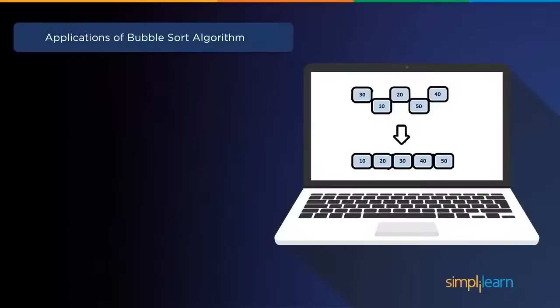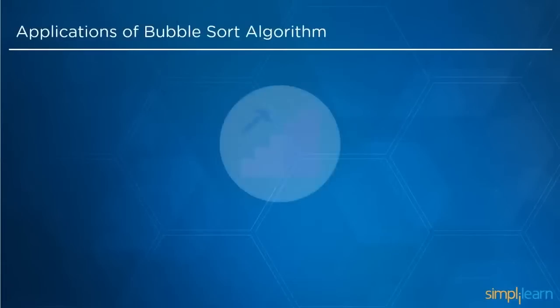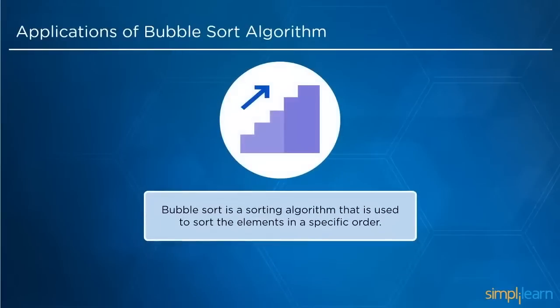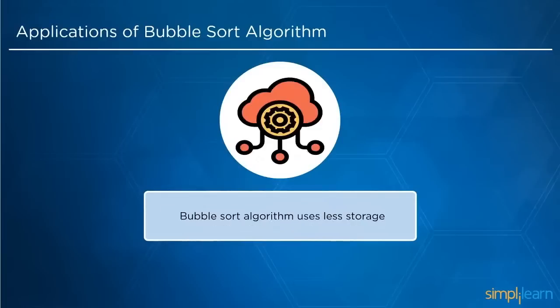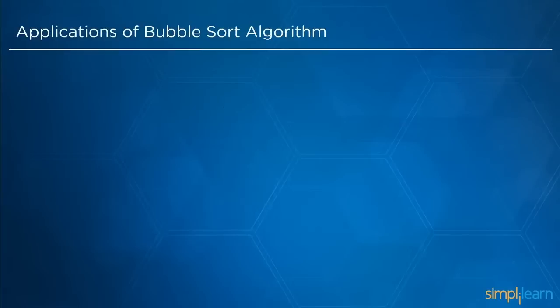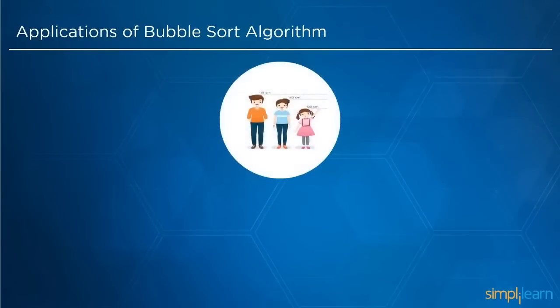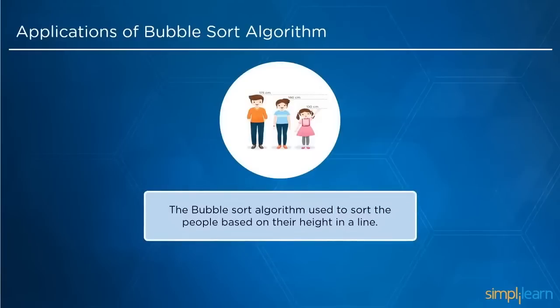We came to the last topic where we will understand 4 main applications of the bubble sort algorithm. The first application states that this sorting technique is used to sort elements in a specific order. The second application is that the bubble sort algorithm uses less storage. Third, the real-life application states that the bubble sort algorithm is used to sort students based on their height in a line.